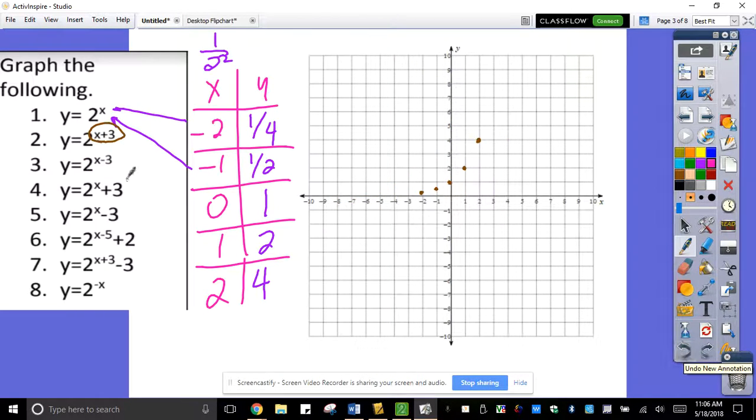What about number 4? There's a plus 3. The meaning of plus 3 there is that you have to go up. So all these 5 points here on the parent function, just go up by 3 points. 1, 2, 3. 1, 2, 3.